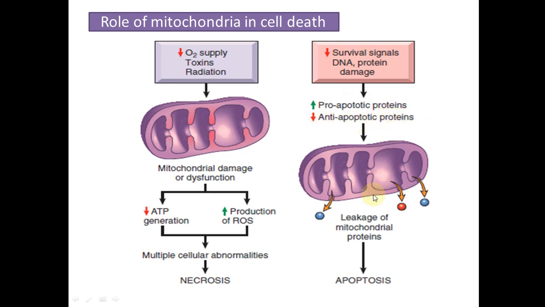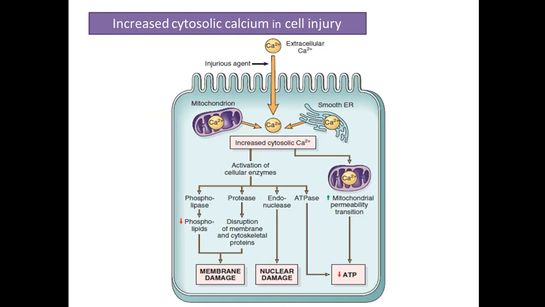And what will happen is that the pro-apoptotic proteins are released, and they will cause apoptotic cell death, a mechanism that we will discuss in more detail in our lecture on apoptosis. Now, the influx of calcium has a very important role in cell injury.